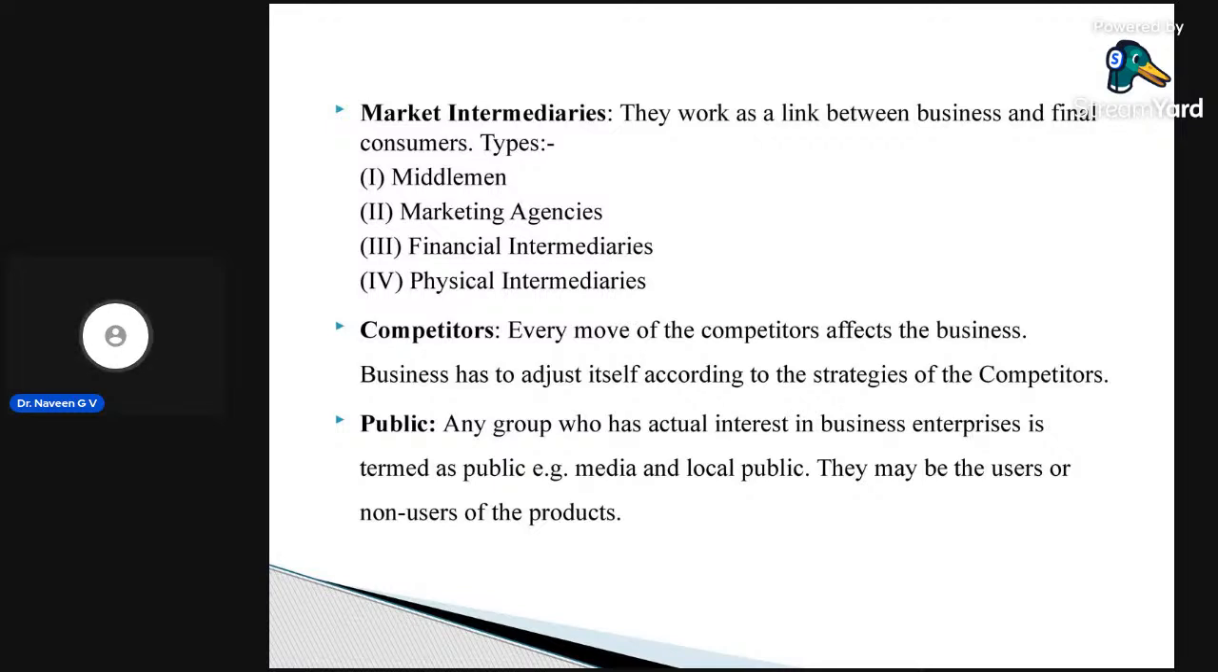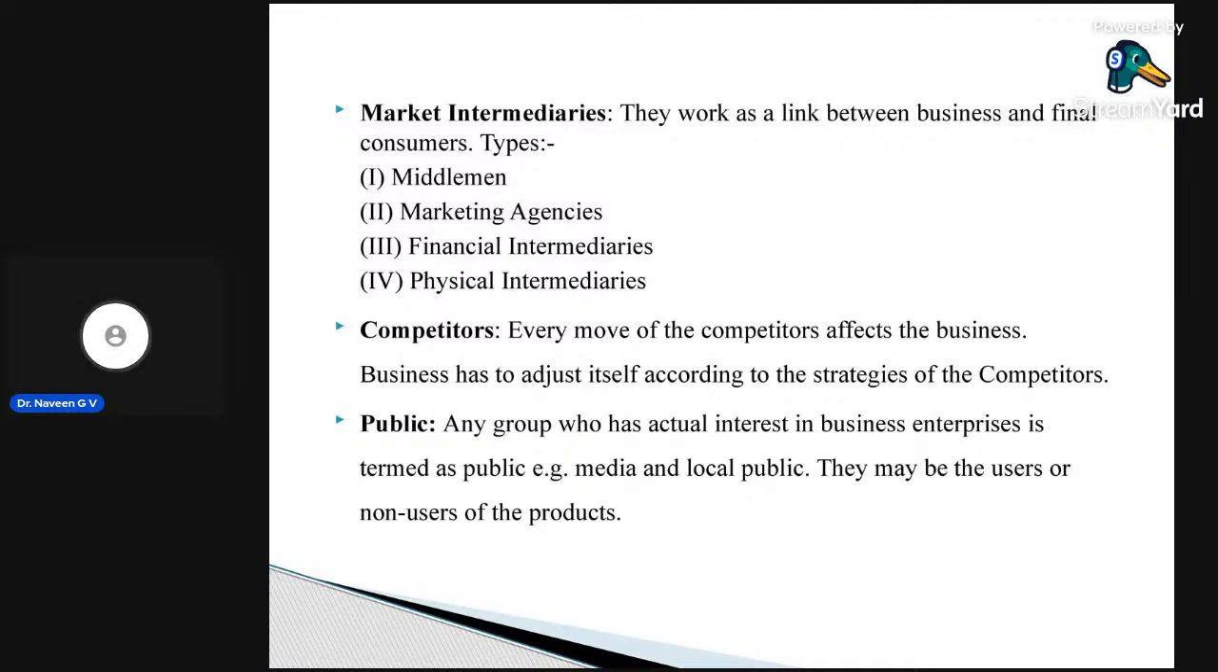The market intermediaries are a micro environmental factor, and a company has a number of marketing intermediaries. These are the firms that help the companies in promoting, selling and distributing goods to the ultimate buyers or final buyers. In those circumstances, we need a middleman, marketing agencies, financial intermediaries, and physical intermediaries. They are all required as market intermediaries.